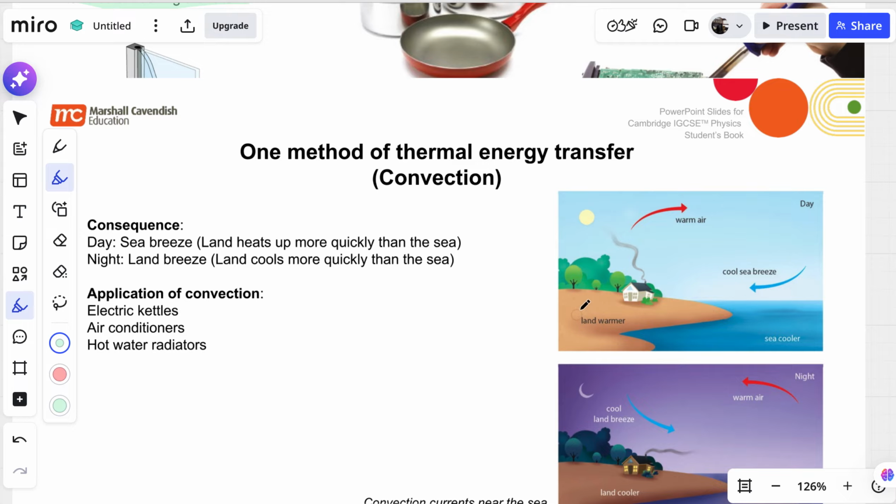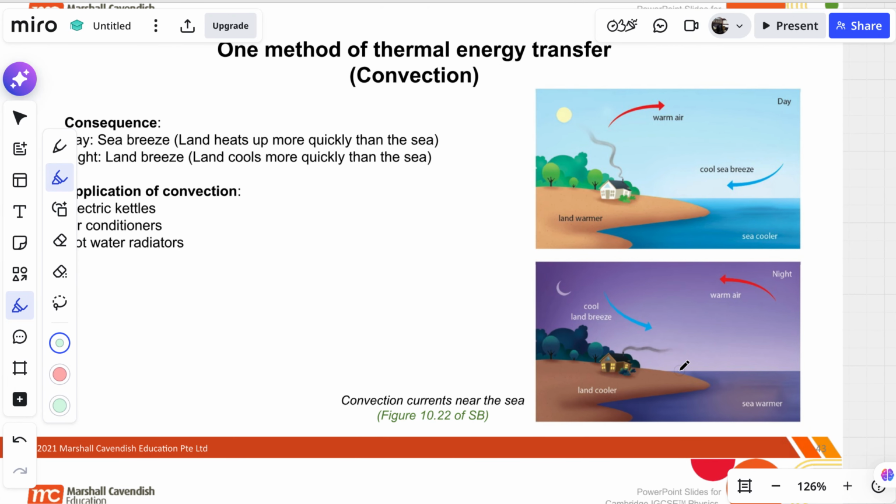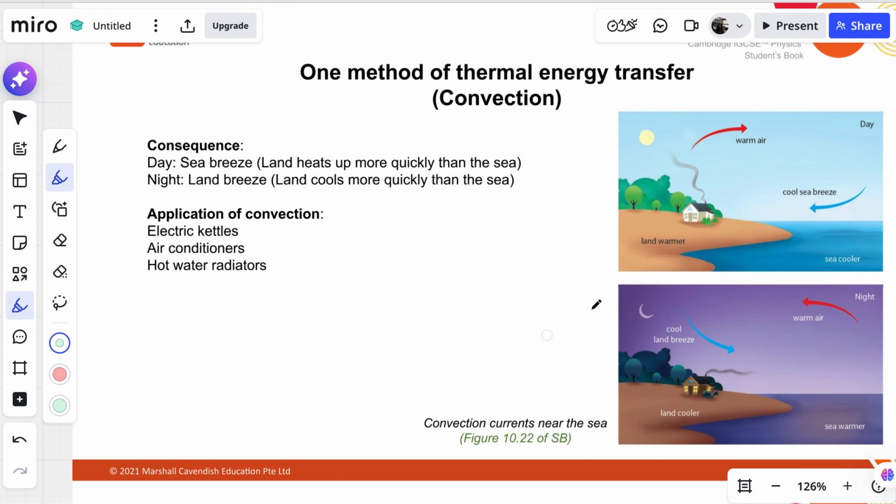That's during the day. That's why you have cool air around the beach area. The cool sea breeze moves to the land. But during the evening or night time, the land is cool. The cool breeze from the land moves to the sea, while the hot air from the sea moves to the land. So we have the land breeze.